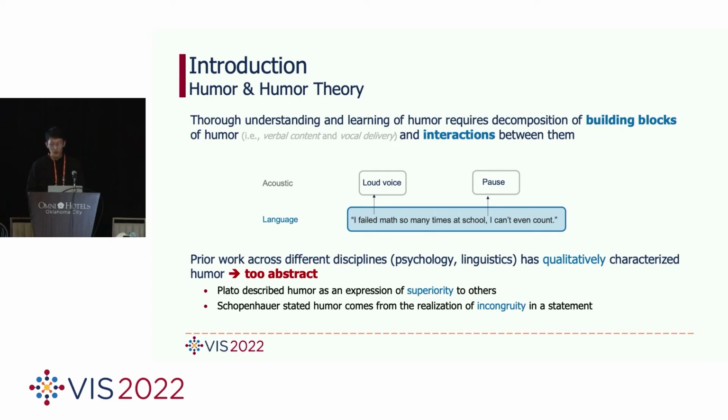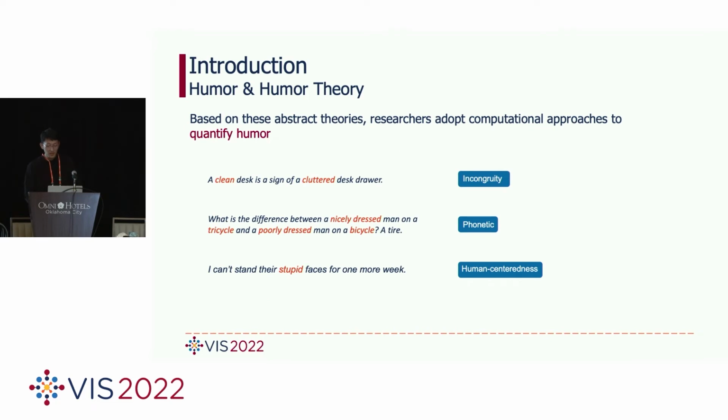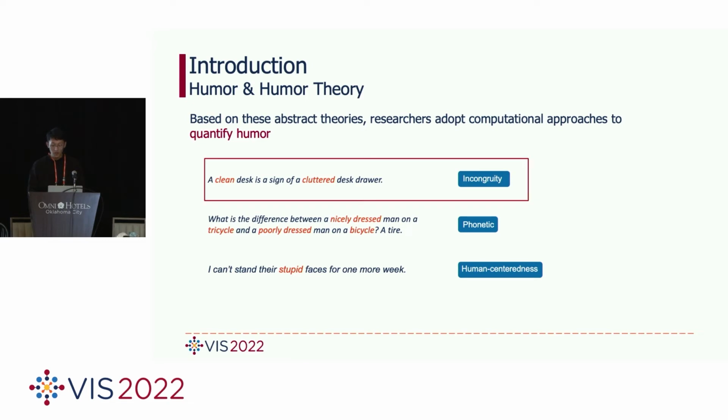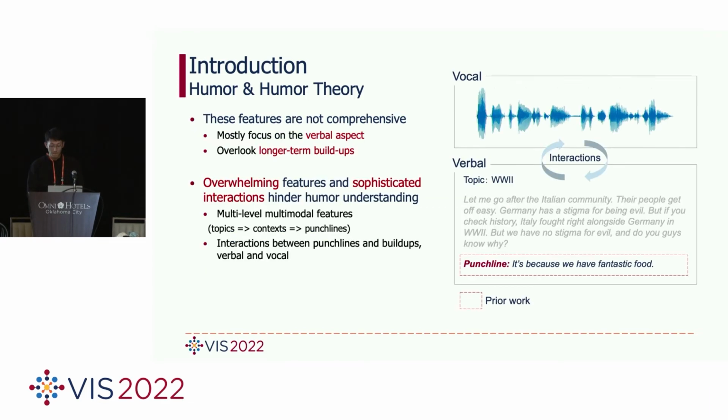However, they are too abstract to study concrete humor examples. Based on this abstract theory, researchers adopt computational approaches to quantify humor. For example, in the sentence, "A clean desk is a sign of a cluttered desk drawer," the word pair "clean" and "cluttered" expresses incongruity. However, these features are not comprehensive.